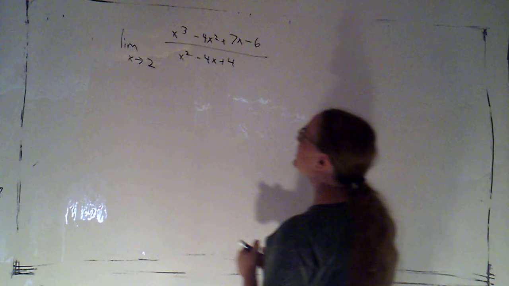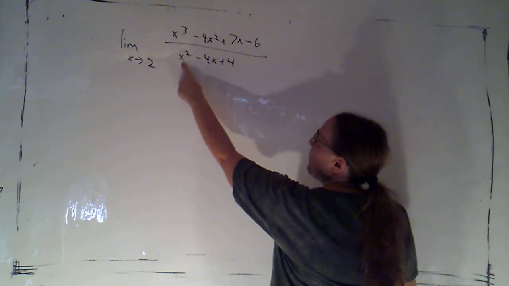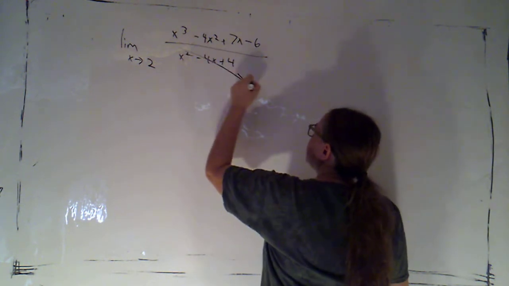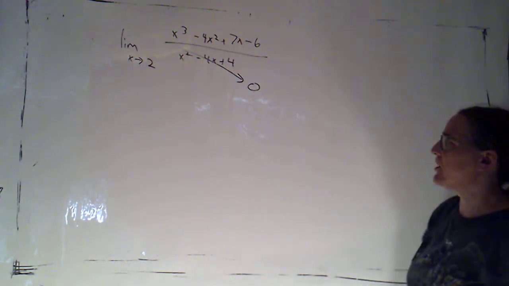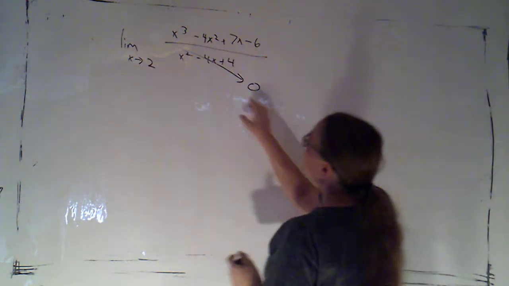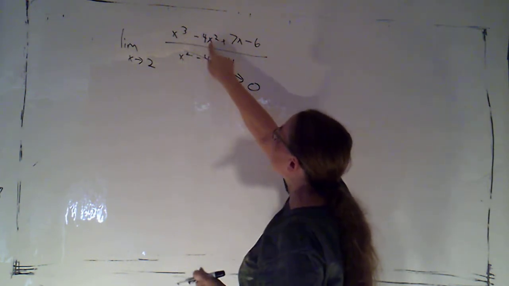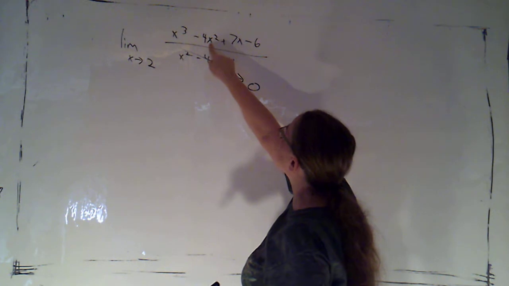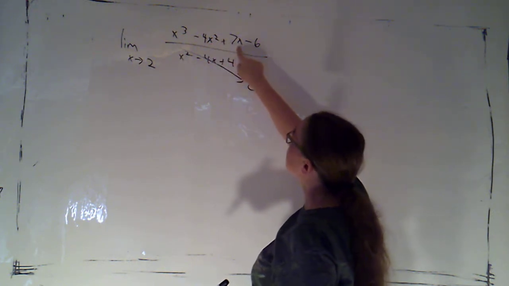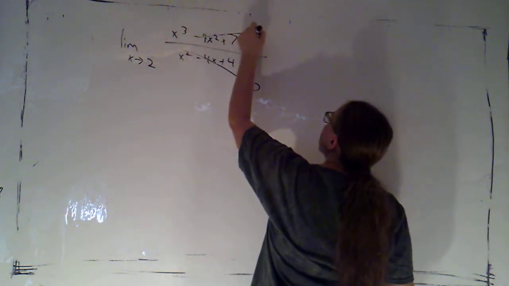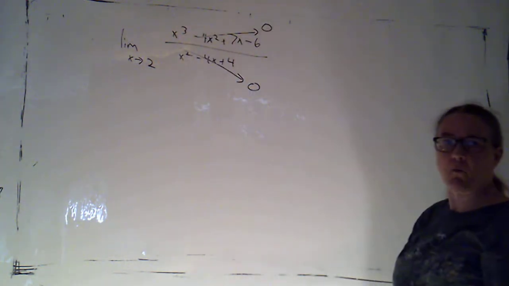Now if I try to plug in 2, that's going to give me 4 minus 8 plus 4. Big surprise there, the bottom's going to 0. Okay, if I try to plug in 2 on top, I'm going to get 8 minus 16 is negative 8 plus 14 is 6 minus 6, so the top is also going to 0.